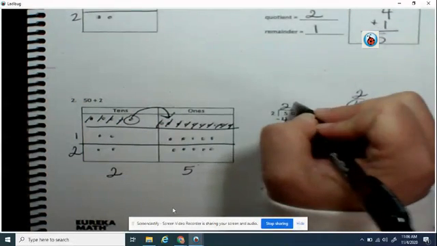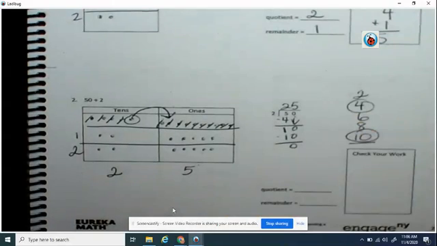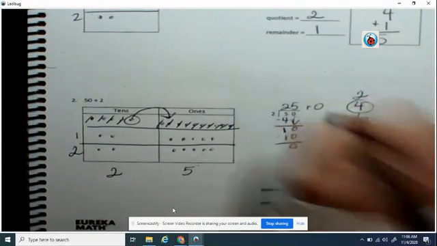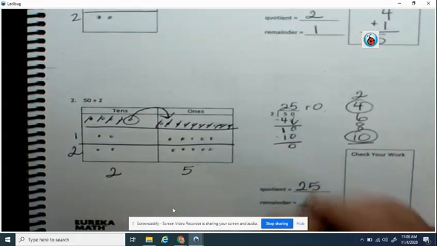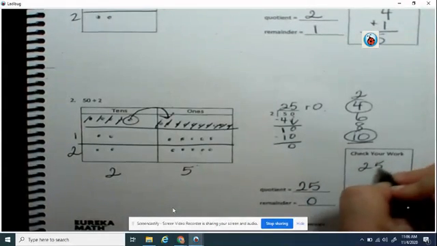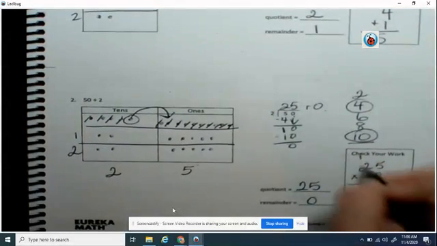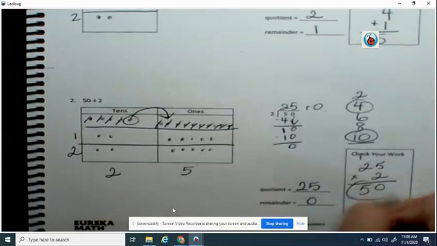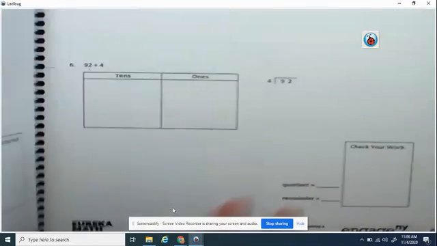So 2 times 5 is 10. Then I have nothing left in my ones place, so I have a remainder of 0. I have nothing left. Okay, so my quotient here is 25. My remainder is 0. Nothing is left over. 25 times 2: 5 times 2 is 10, 2 times 2 is 4 plus 1 more is 5. My answer is 50. And so it all worked out evenly. 50 could be divided by 2 evenly.